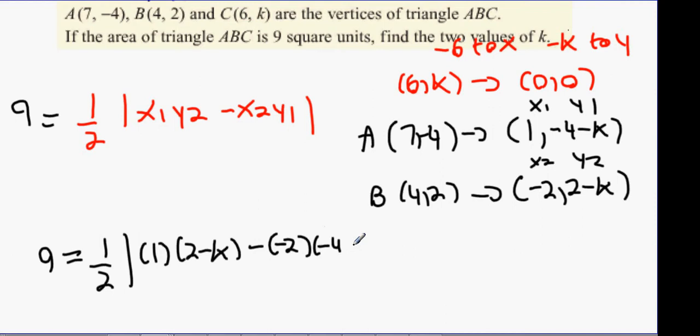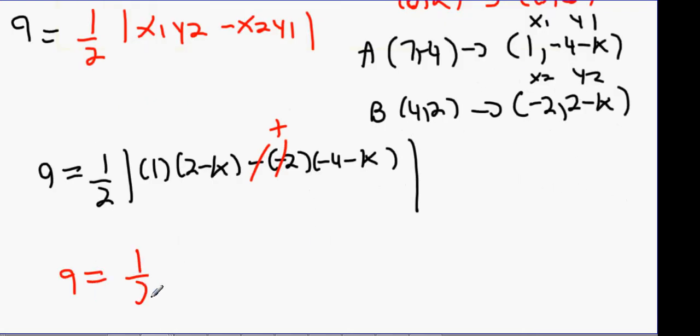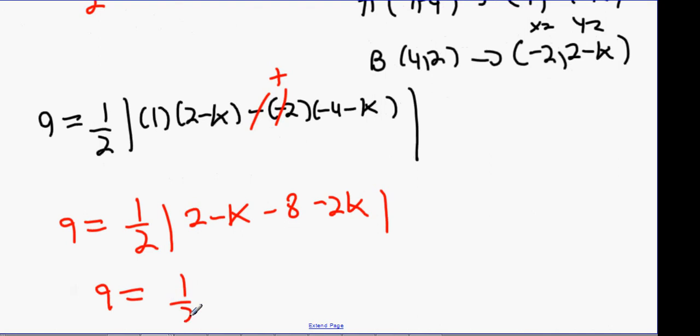Now guys, the trick here is keeping an eye on the minus signs. See this minus here and this minus here? That makes plus 2. Is that correct? Now we're going to multiply it out. We're going to get 9 equals a half, 2 minus k, and then it's going to be minus, just give me a second. Minus 8 minus 2k. Stop there. 9 equals a half, minus 3k minus 6.